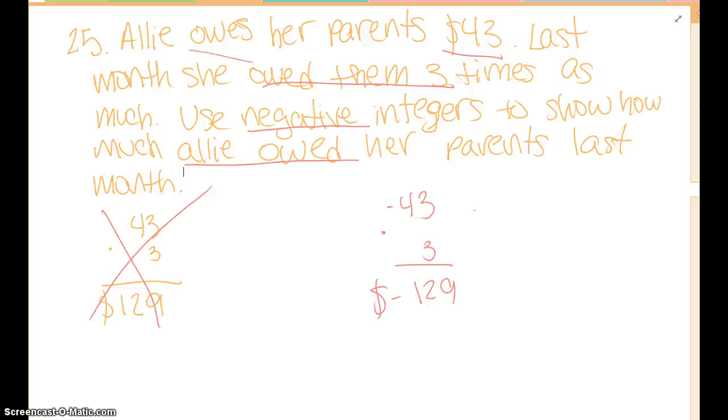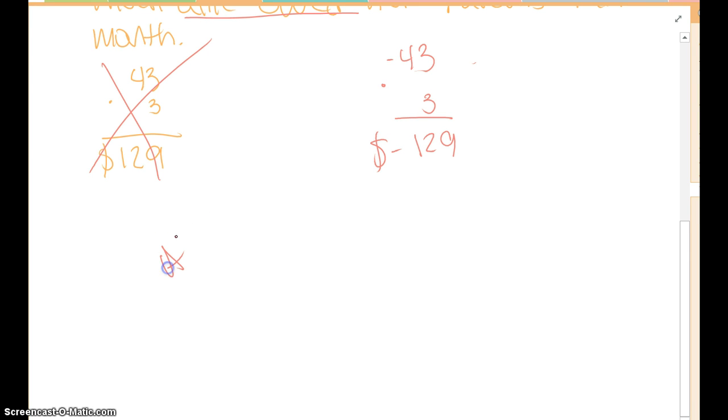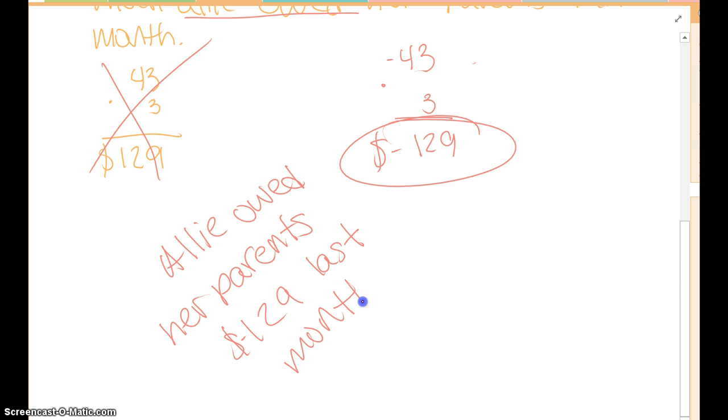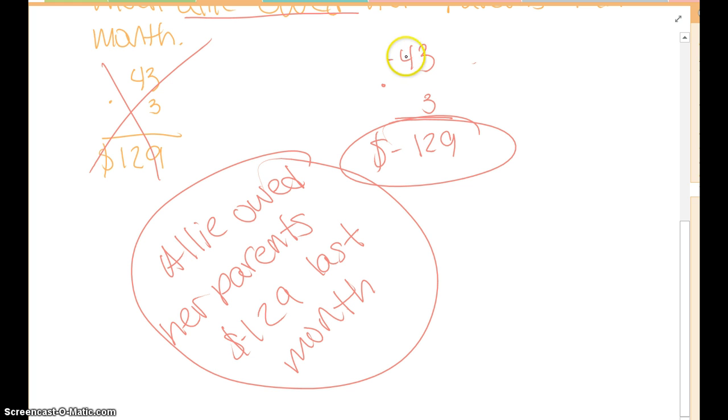So my final answer for 25 would be, Allie owed her parents $129. Oops, forgot the negative. Negative $129 last month. Okay, so our final answer would be negative 129, because negative 43 times 3 equals negative 129.